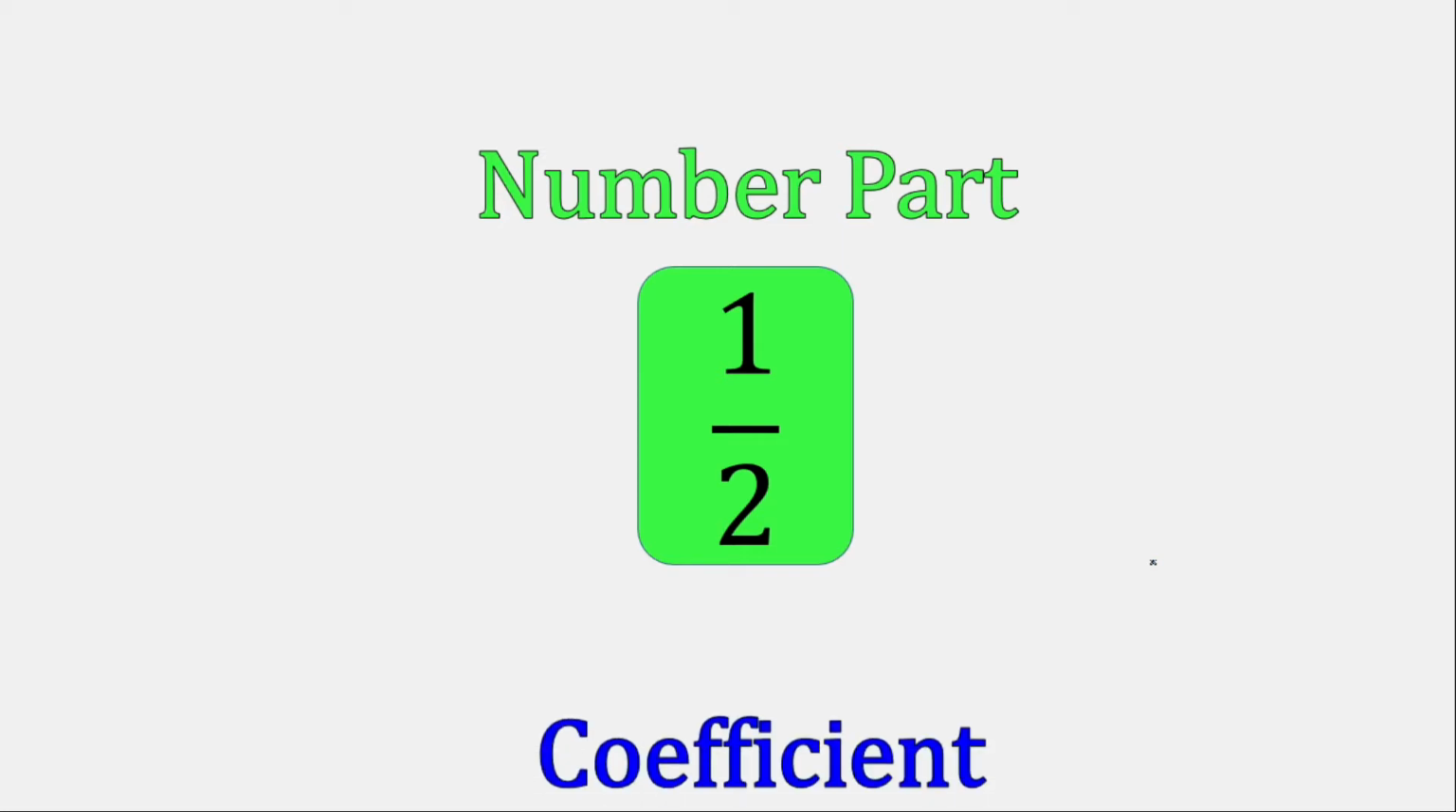To explain the number part, we can say that the number parts are just numbers. It could be 1, it could be 6, it could be 1.5, could be 1/2, and so forth. And we have a special name for this number. We call it the coefficient.